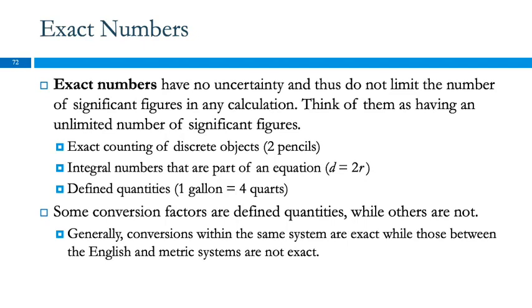How do you tell? Well, look at the 2 units. Here, gallon and quart are both in the English system. They're in the same system, so their relationship is defined. Liters and milliliters are both in the metric system. Their relationship is defined. When you go between metric and English, then usually it's not an exact number. There's a couple of exceptions. The inch centimeter one is an exception.